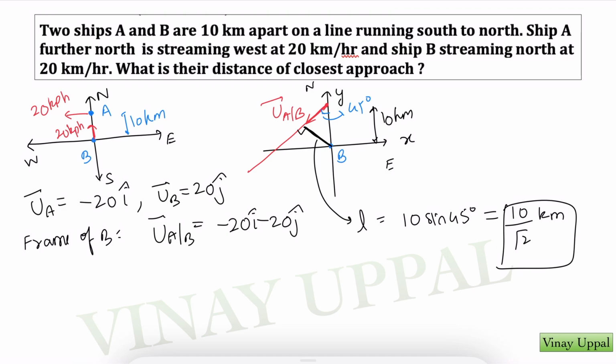Here you can also use calculus. You can write down the distance traveled by B and A in time t, get the distance between them as a function of time, and then minimize it. That's another way, and you can choose whatever you are comfortable with, but definitely the quicker method is this relative method.